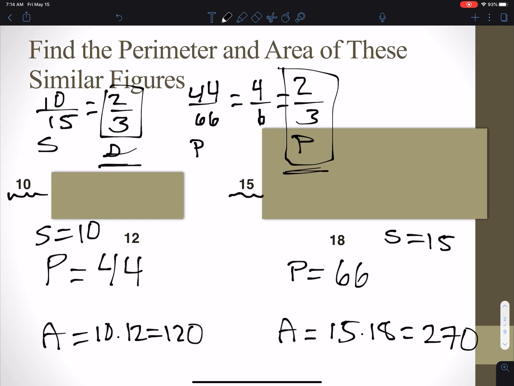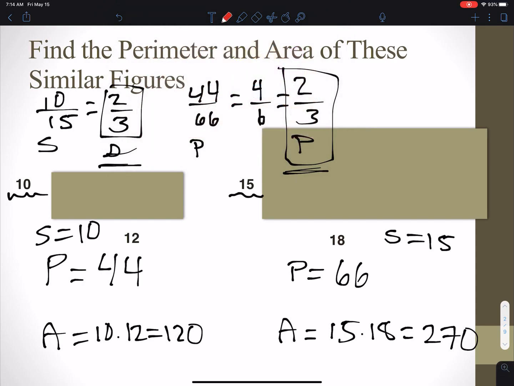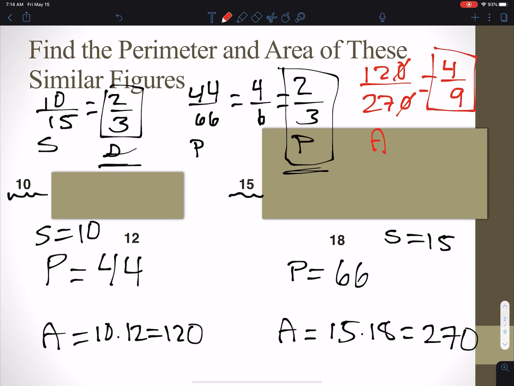Now let's go ahead and look at our area ratio. I'm going to use a different color because it is going to come out different. So my area ratio would be, I'm doing left to right, small figure to big figure, so it'd be 120 over 270. So first of all, I can trim out the zeros. And then if I divided top and bottom by 3, that would give me 4/9. Okay, that can't reduce any further.